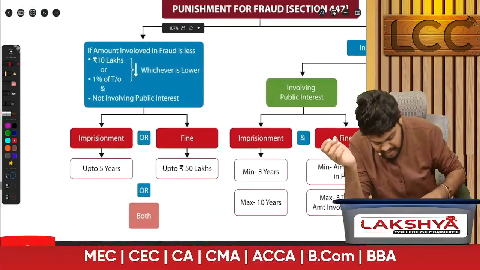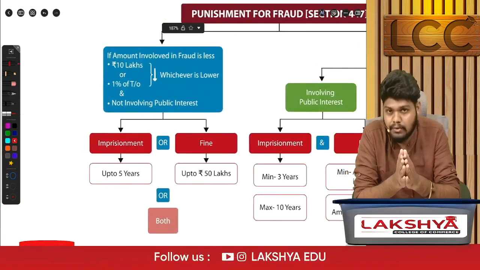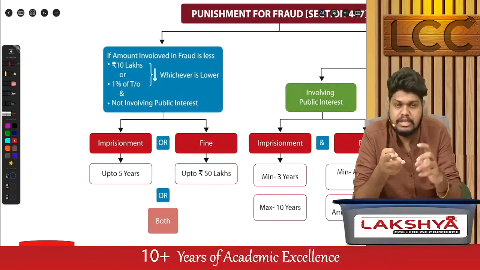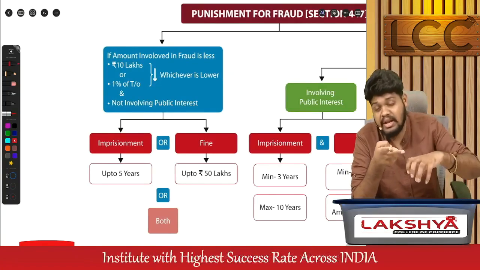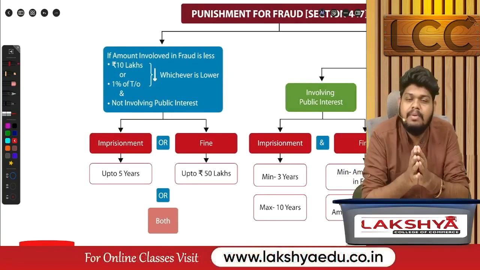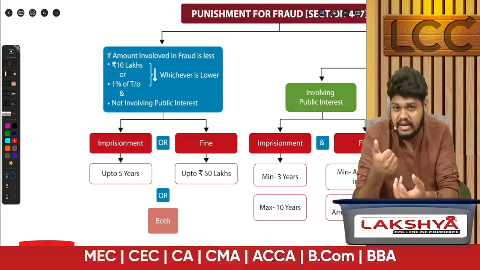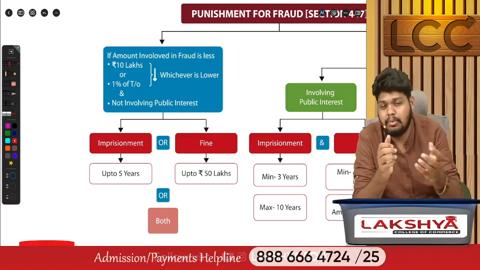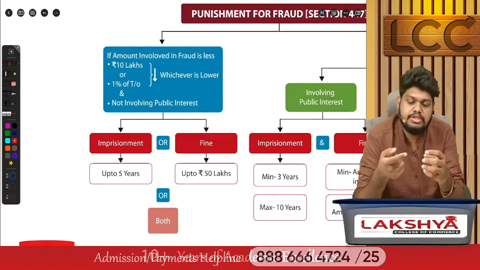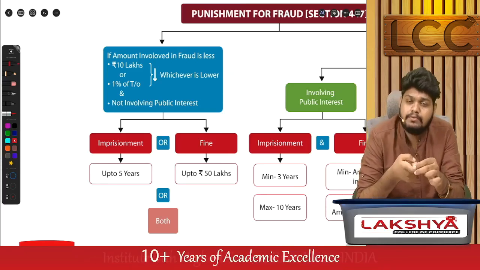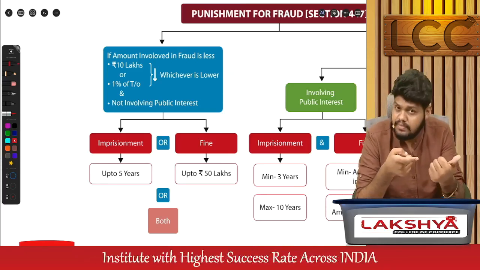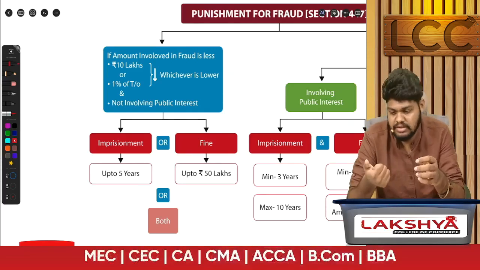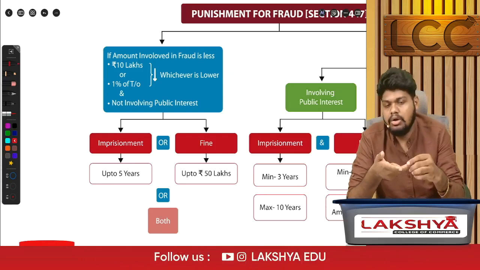The compoundable part applies when the amount involved in fraud is less than 1% of the turnover or 10 lakhs, whichever is lower. If it is within this limit and not involving public interest, we'll impose imprisonment of up to 5 years, a fine of up to 50 lakhs, or both.